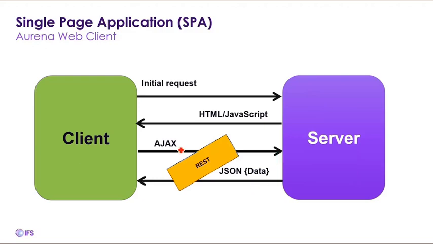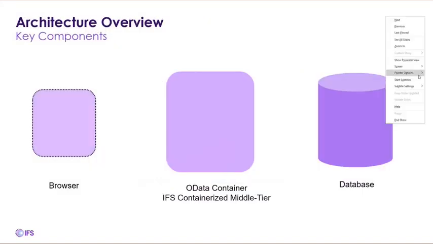Whenever the client is requesting some data from the server, that happens through RESTful invocations. Basically, the client is consuming a RESTful web service. Obviously, that is also conforming to the OData protocol in IFS. Right, so let's try to further understand how this happens behind the scenes.